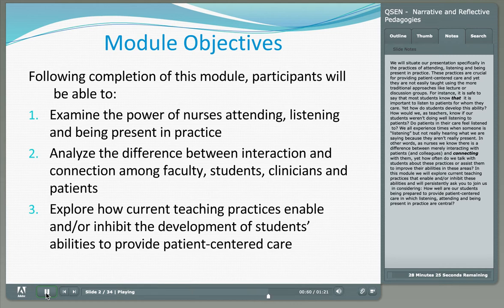In this module, we'll explore current teaching practices that enable or perhaps inhibit these abilities, and we'll persistently ask you to join us in considering many questions like, how well are our students being prepared to provide patient-centered care in which listening, attending, and being present in practice are central?